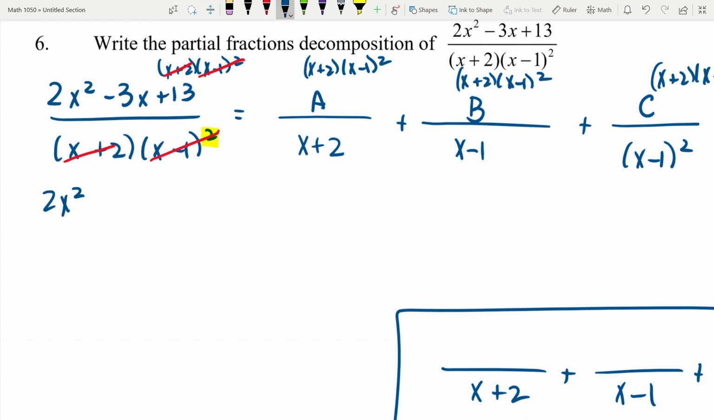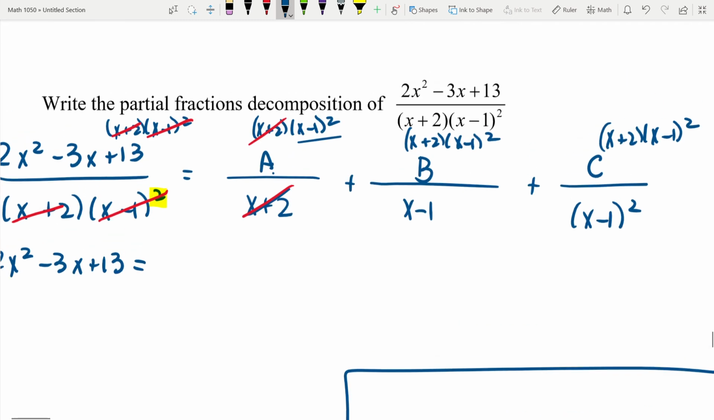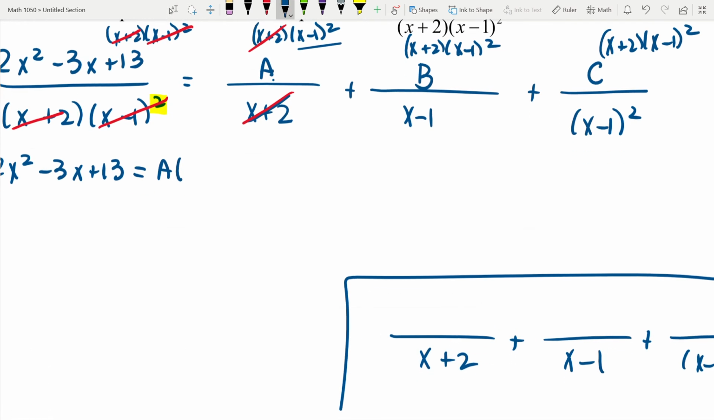What you have left is 2x to the second minus 3x plus 13. On the right-hand side, the x plus 2's cancel. Okay? So what you have left is this. Everybody look forward for a second. An A multiplied by x minus 1 squared. Now when I do x minus 1 squared, I have to write it twice and then FOIL it. So I'm going to write down that A, and I'm going to forget about him for a second. Then I'm going to do x minus 1 squared in my head. When I do that, I get x to the second minus 2x plus 1.